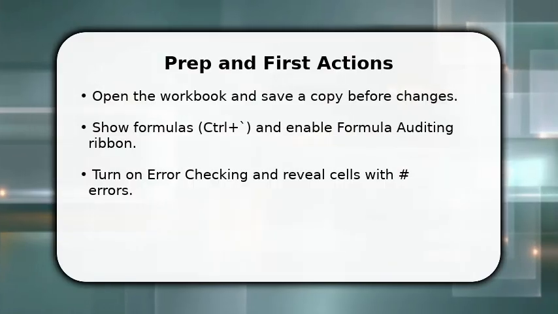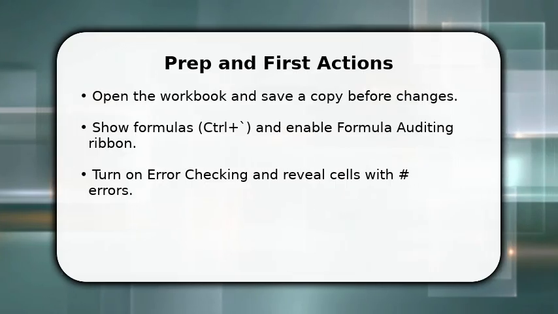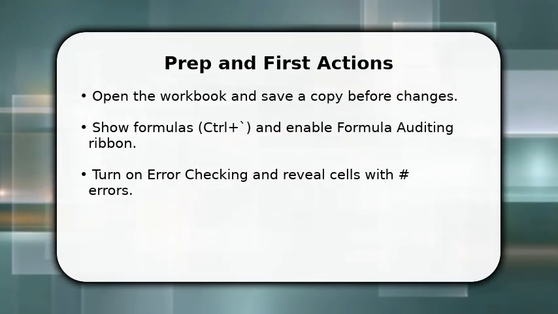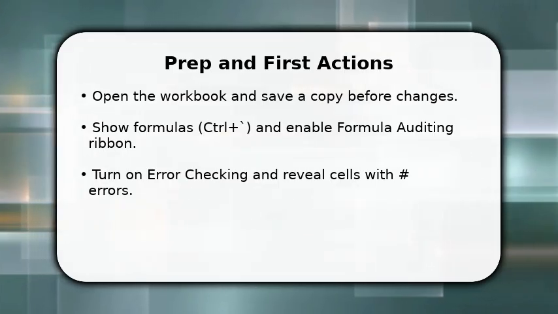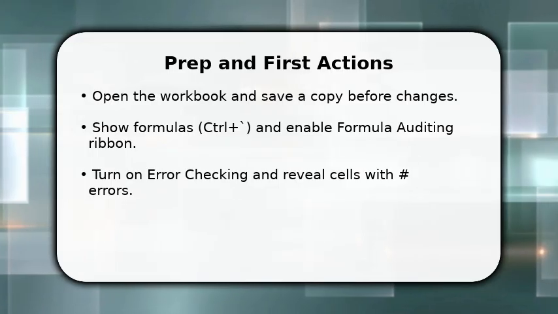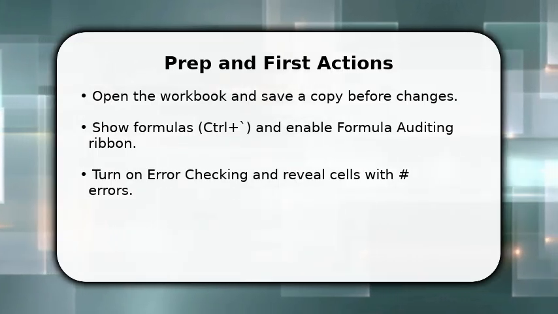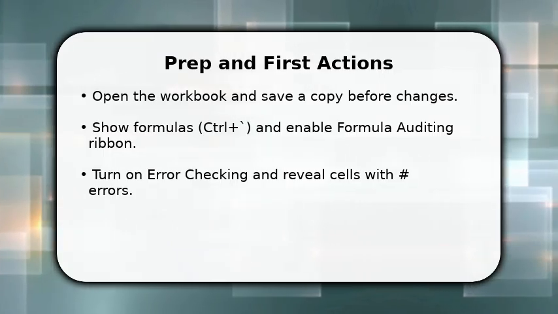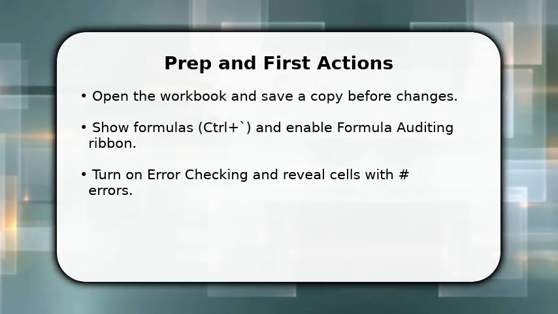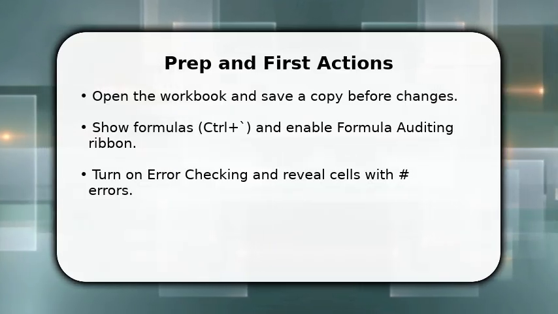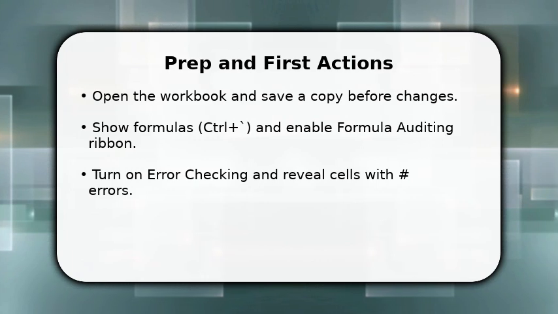You start by protecting your file and showing the underlying formulas immediately. Open a saved copy, then toggle Formula View so you see expressions, not results. This helps you spot obvious typos. Once done, enable the Formula Auditing ribbon and run the error checking tool so Excel highlights problematic cells. Make sure to note any #REF, hash value, or hash name outputs because they tell you where to focus next. You will act on those locations first.